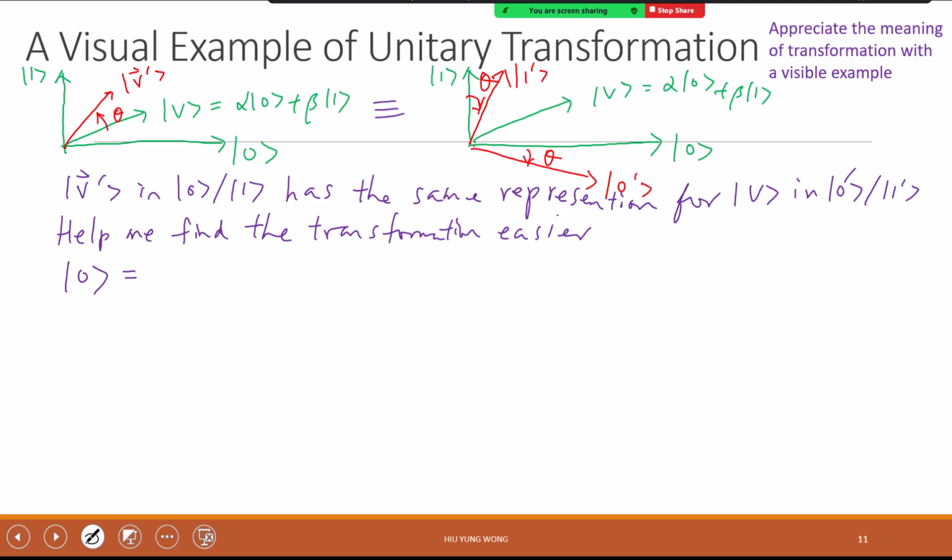You just draw the perpendicular line, then you say this is equal to cosine theta. I mean, not obvious, but you need to just draw it, but I won't have time to go through this. I just say it is cosine theta 0 dash plus sine theta 1 dash. Okay, and then 1 will be equal to negative sine theta 0 dash plus cosine theta 1 dash.